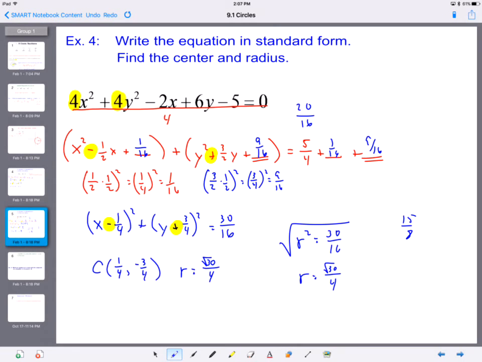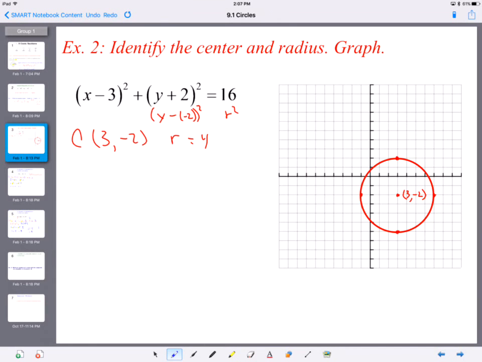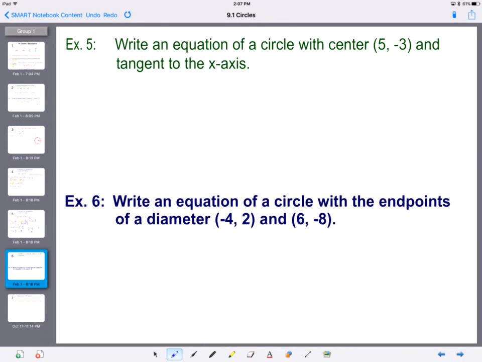The part where you have to write the equation like we did here, the part where you're going to be doing the graphing, and then the third part is the working backwards. So I'm going to give you some information, and you need to write the equation of the circle based on this information. Once again, if you want to try these first, that's not a bad idea.